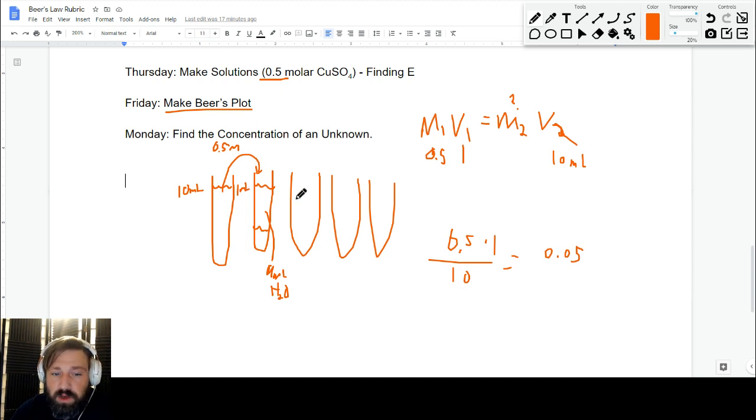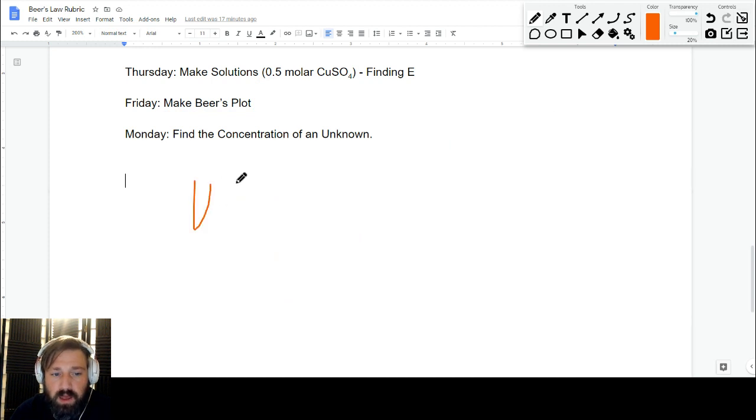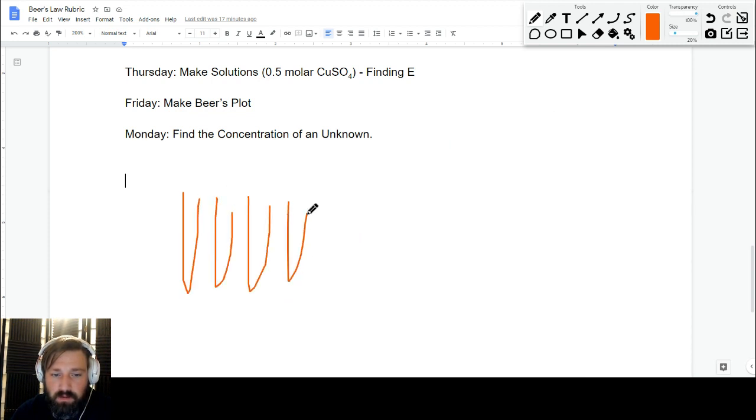We're not going to do one dilution, though. We're going to do several dilutions. And we're not going to do a 1 to 10 dilution like this. We have our five tubes, 1, 2, 3, 4, 5. We're going to do a 1 to 2 dilution, so we're basically going to halve it each time.